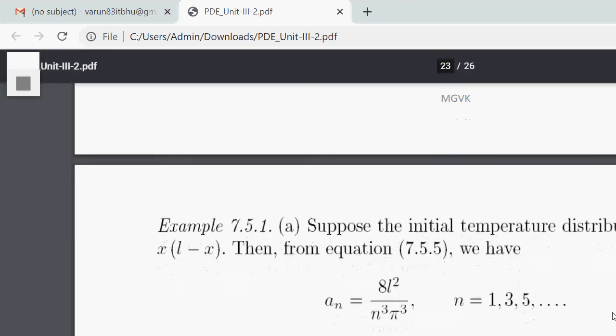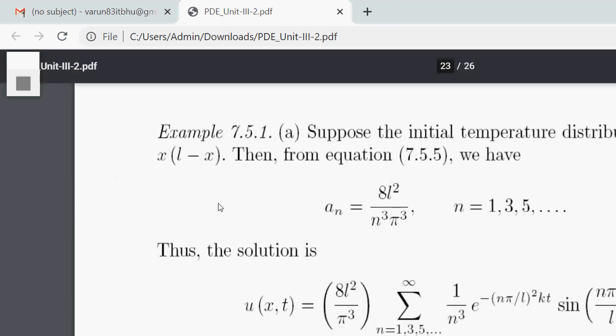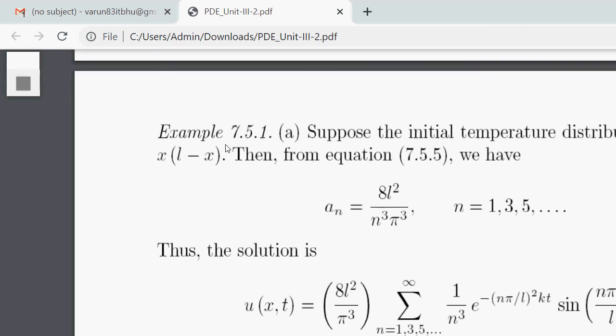We get u(x,t) is equal to 8l square upon pi cube, summation n is equal to 1 to infinity, 1, 3, 5 and so on, and 1 upon n cube e to the power minus (n pi by l) square kt sin(n pi x by l). Because if you solve this an, then you get (minus 1) to the power n minus 1, something like that, terms. So if we take n is equal to 2, 4, 6, then the value of an is 0. So we consider only non-zero values. So we write here summation n is equal to 1, 3, 5 and so on up to infinity.